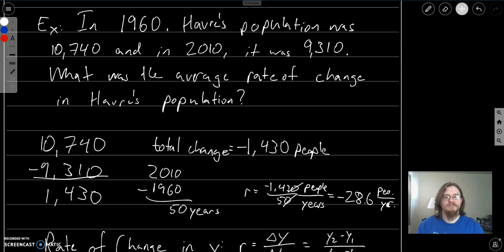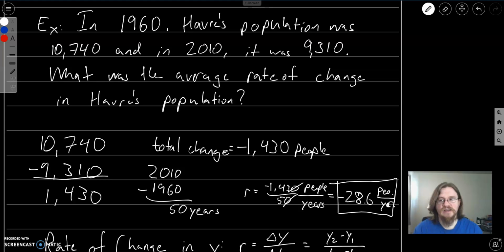And when we're looking at average rates of change, typically the units on the bottom are going to be some unit of time, and the unit on top will be whatever we're looking at that is changing. So here our population is just measured in people. So Havre's going to be losing, again losing because we have a negative sign here, 28.6 people a year on average.